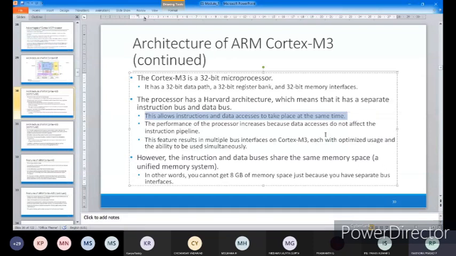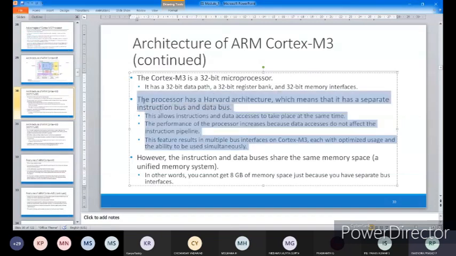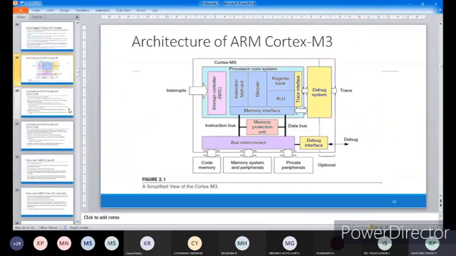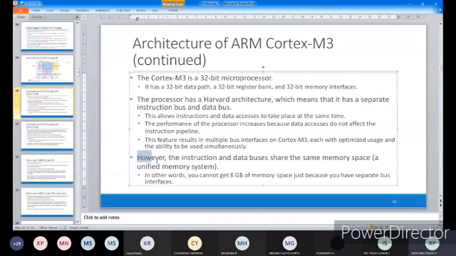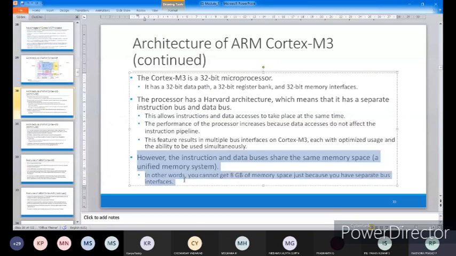That is the reason the performance of the processor increases, correct? Because data access does not affect the instruction pipeline. That is the same reason I talked about. This feature results in multiple bus interfaces on the Cortex M3, each optimized for usage and able to be used simultaneously. Right. So this is the advantage you have if you have separate buses, and that is why this is incorporated in this ARM M3. This architecture they are following, right? However, the instruction and data bus share the same memory space, a unified memory system.